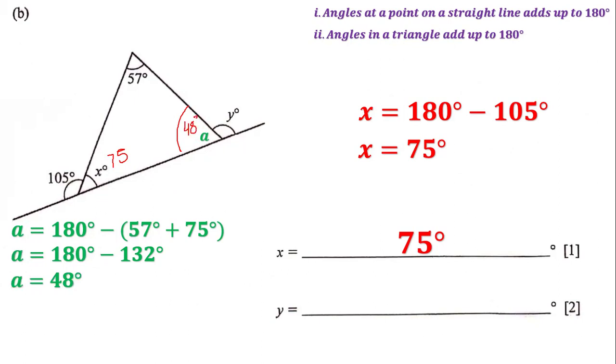But we know that angles on a straight line, at a common point, add up to 180 degrees. So what does that mean? That means that y plus 48 degrees must add up to 180 degrees. So in order for us to figure out the size of y, we're going to say 180 minus 48, and 180 minus 48 is definitely 132. So y is equal to 132, and that's the answer for this one.